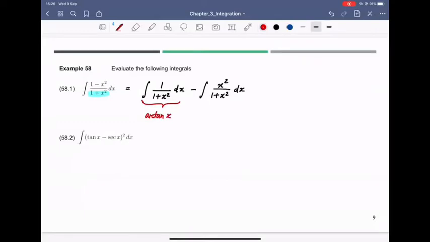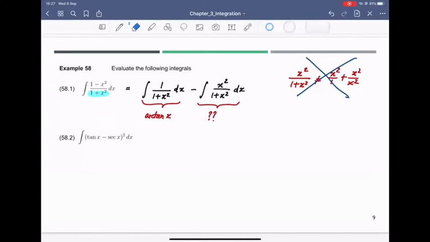However, this term you still have a hard time with, right? Because how do I integrate x squared over 1 plus x squared? For sure, x squared over 1 plus x squared, you cannot split it into this thing. No, for those of you who are weak in algebra, no, you cannot do this. This is unacceptable for simplifying the terms, right?